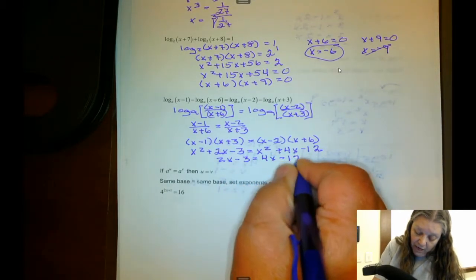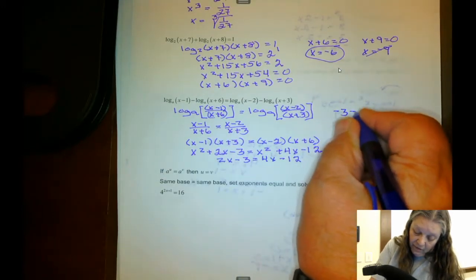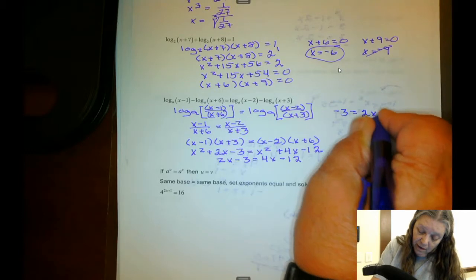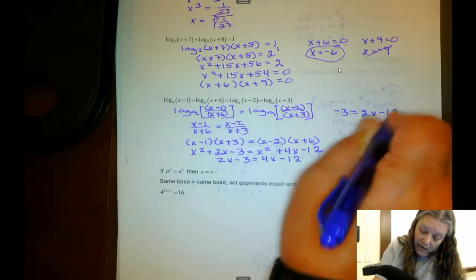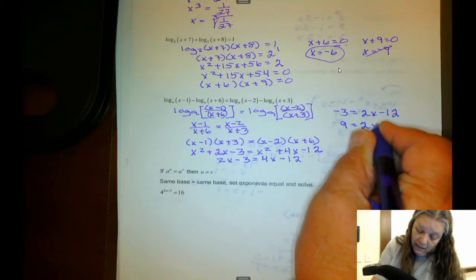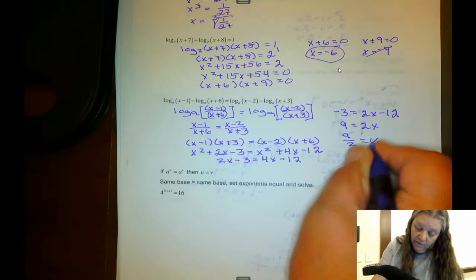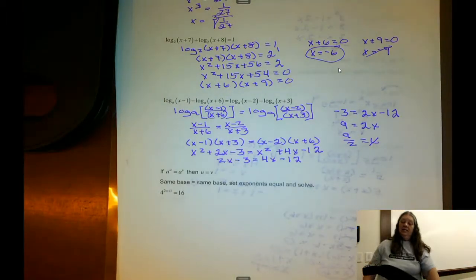equals 4x minus 12. Move the 2x. So negative 3 equals 2x minus 12. Move the 12. So 9 is 2x. Divide by 2. 9 halves equals x. And that's acceptable, it's not negative.